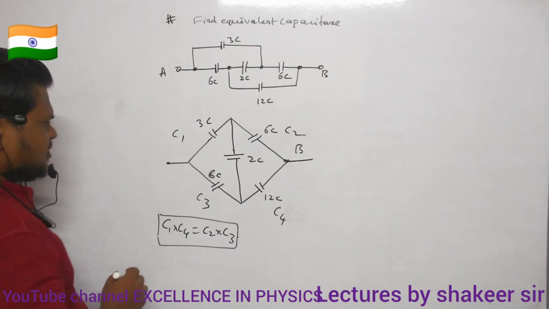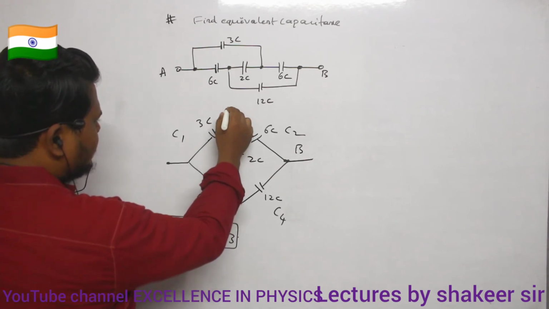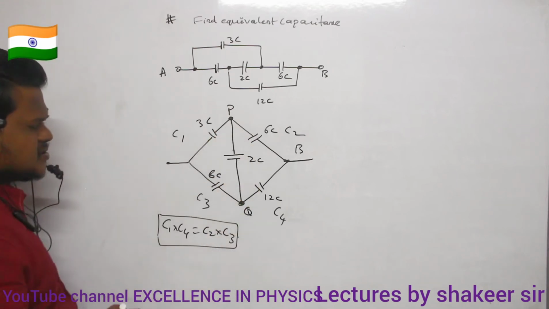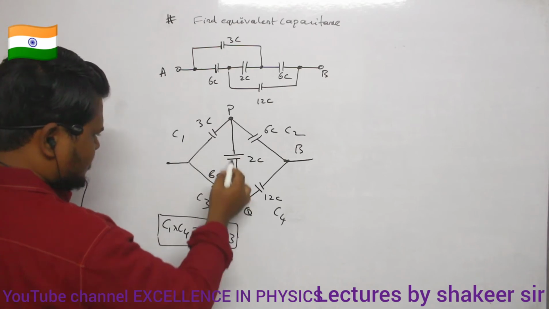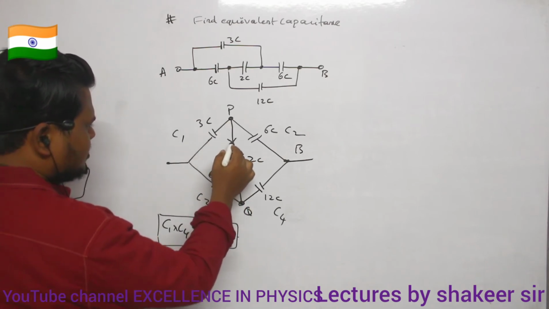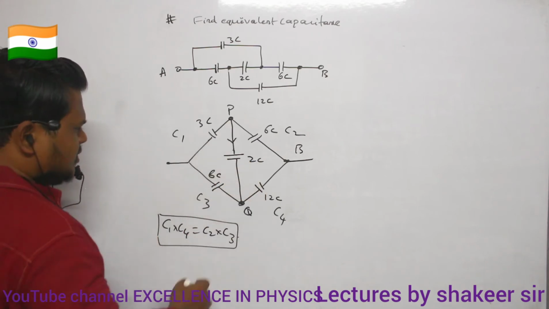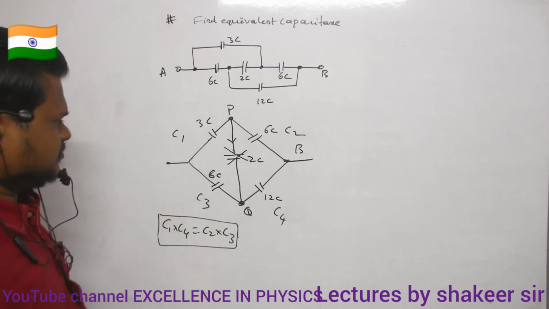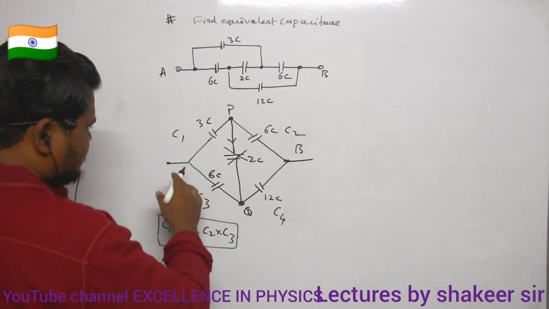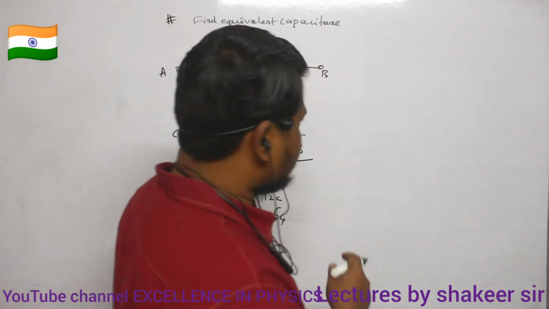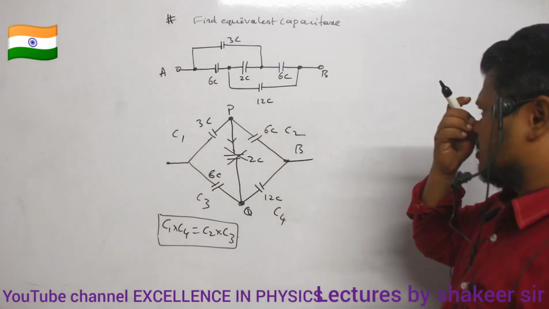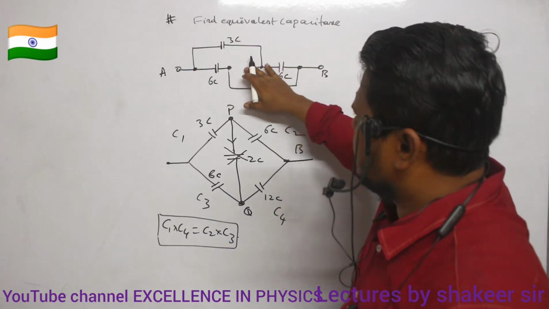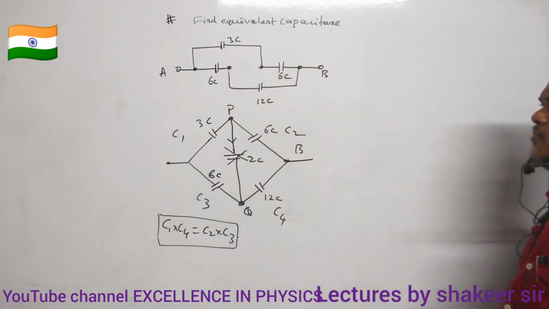If it is a balanced Wheatstone bridge, then what about point P and point Q? Clear? So these two points must be at the same potential. If these two are at the same potential, charge cannot enter into this one. This is not possible. Clear? So it means that there is no use of this capacitor. I can remove that capacitor. If I remove this capacitor, how can I redraw this circuit? I can do one thing. I can just remove this 2C capacitor. Clear? There is no use of this capacitor.